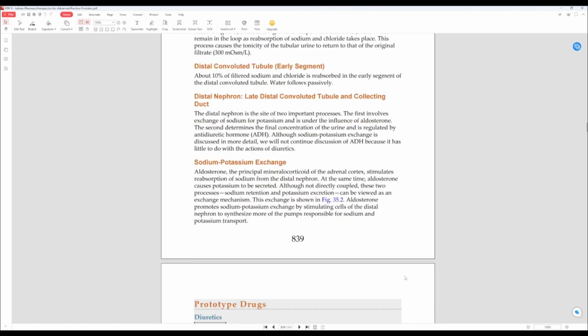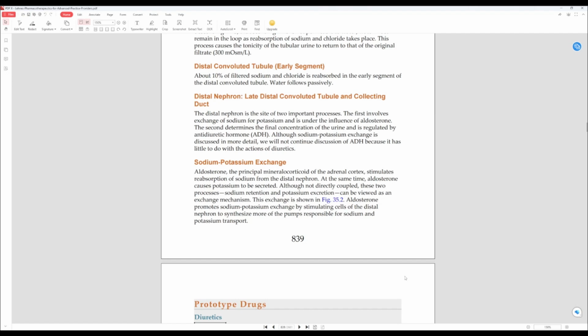That takes us to the distal convoluted tubule, early segment. About 10% of filtered sodium and chloride is reabsorbed in the early segment of the distal convoluted tubule. Water follows passively here. The distal nephron, with the late distal convoluted tubule and collecting duct, is the site of two important processes.